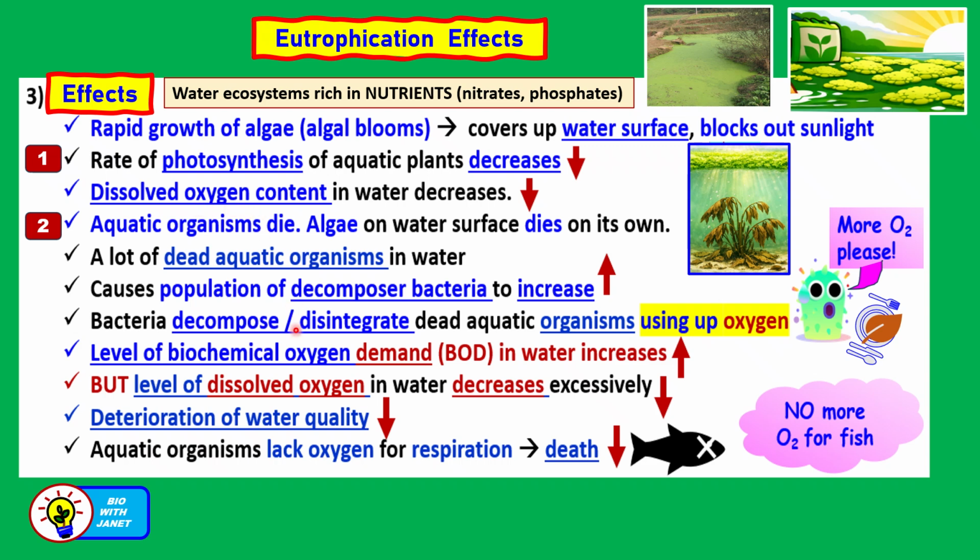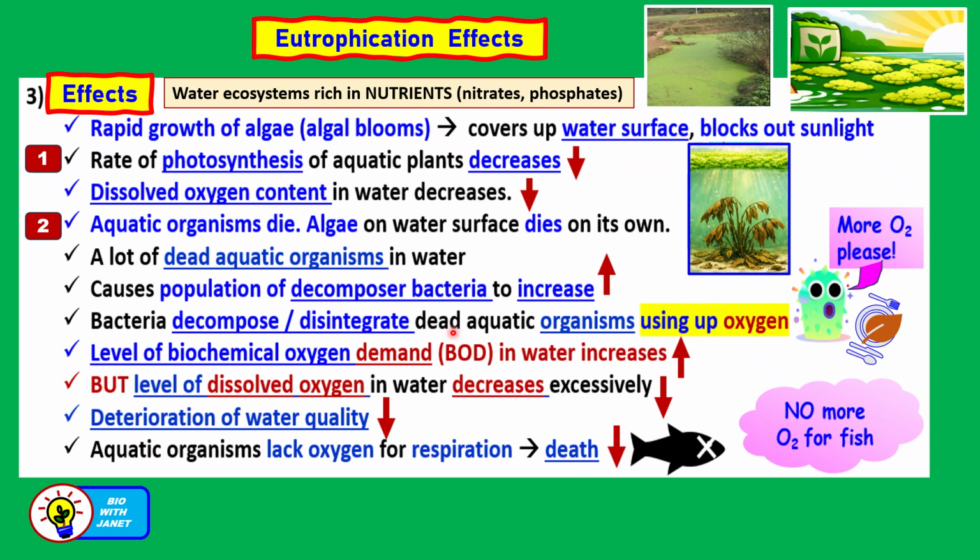Now, the second effect, how the oxygen level continues to be depleted, occurs when there are a lot of dead aquatic organisms in water, which will cause the population of decomposer bacteria to increase. So this type of bacteria, plus the fungi, bacteria and fungi that are decomposers, they break down the dead organic matter, such as dead algae, dead fishes, dead plants. So they break all of this down, and they use up oxygen in the process. So this is the second way that the dissolved oxygen concentration decreases in the river or in the water.